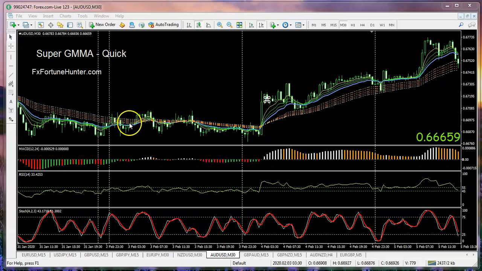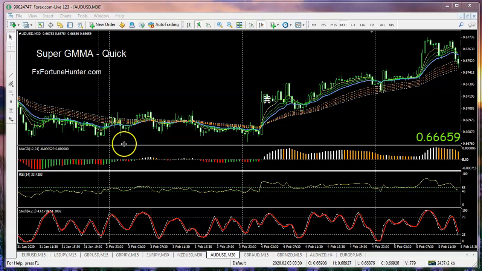Obviously what we have here is our Super GMMA Quick. Now what I did with that was to add multiple moving averages here, which represent the longer term investors. I go from a 30 EMA to a 50 EMA by fives. And then down here I have 6 to 15 EMA. So this is my short-term kind of scalping stuff.